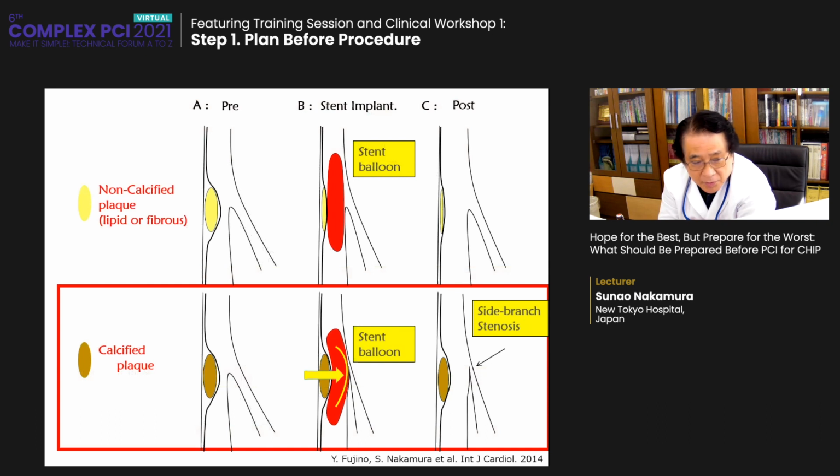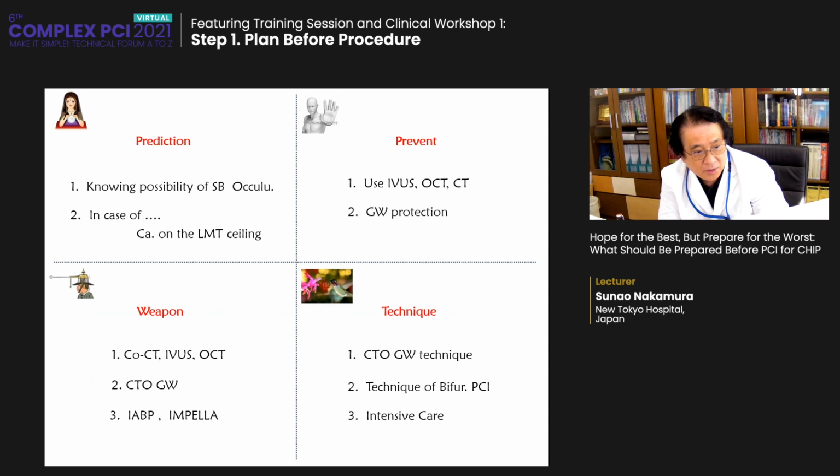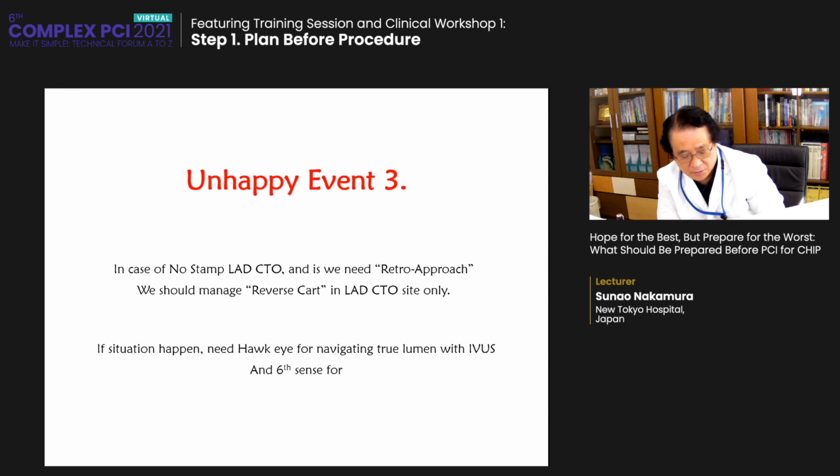We have a soft plaque, everything is okay, but we have a calcium plaque just in front of the carina. The stent balloon sometimes shifts the carina, sometimes making a side branch stenosis. Actually, these are my junior's papers. So in this case, we can predict and prevent. And if we have a weapon and a technique, at least we can minimize the risk.